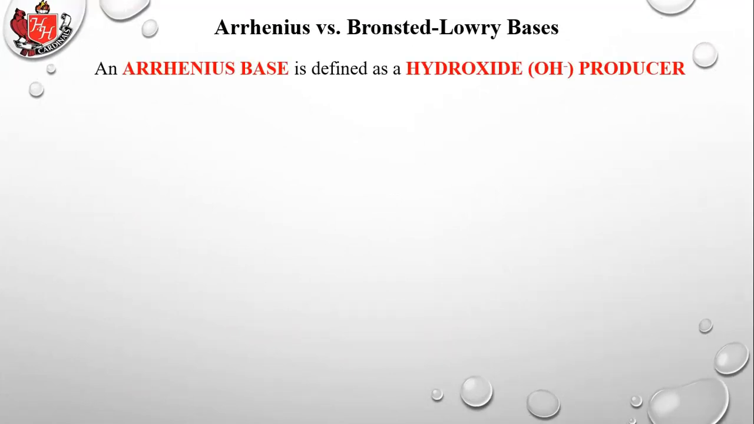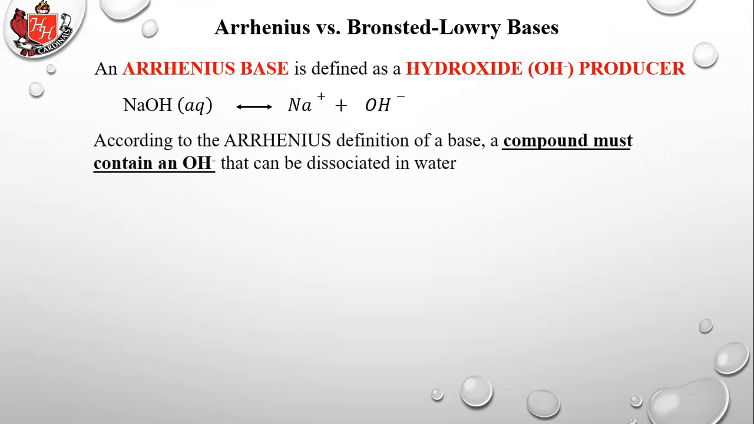So an Arrhenius base is defined as a hydroxide, OH minus, producer. So NaOH will produce Na plus and OH minus. That's a perfect example. The NaOH actually has an OH attached to it. And what happens in water, our solubility rules tell us that the Na will break off, will dissolve with anything that it's attached to, so it produces Na plus and OH minus.